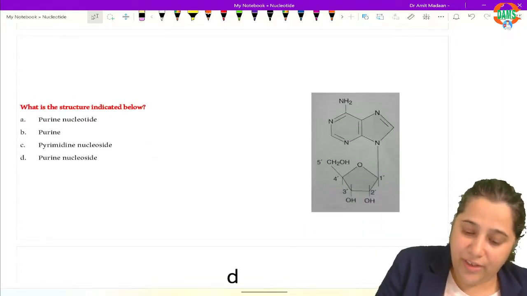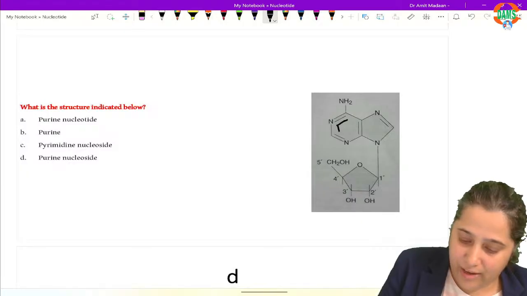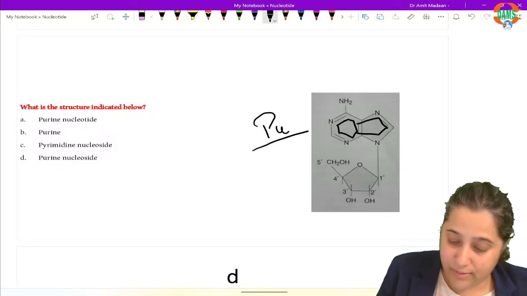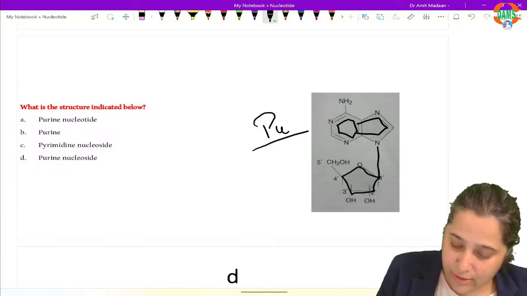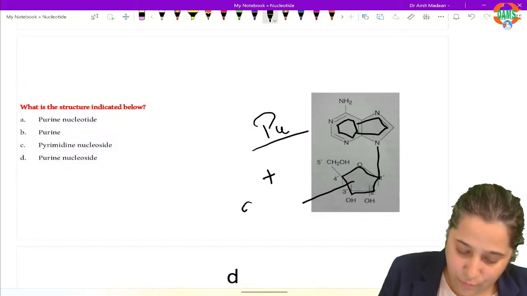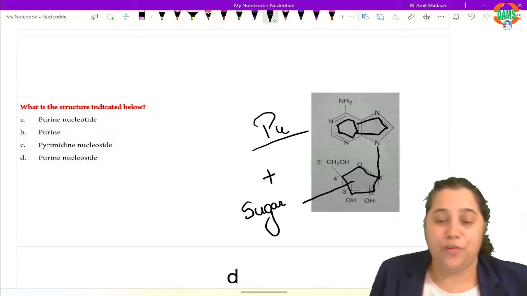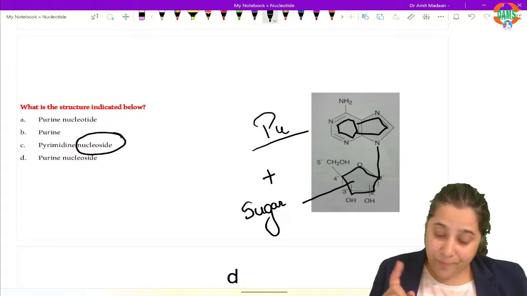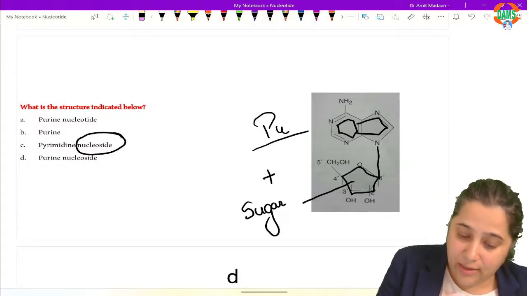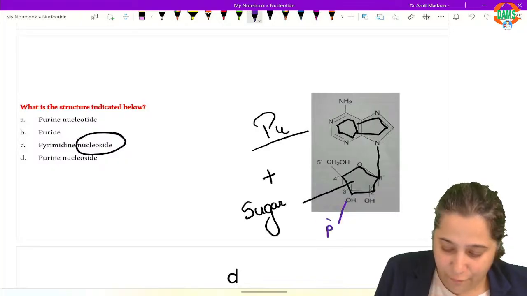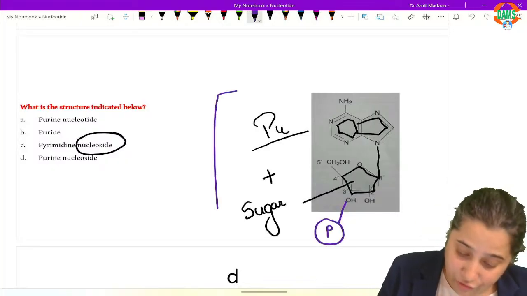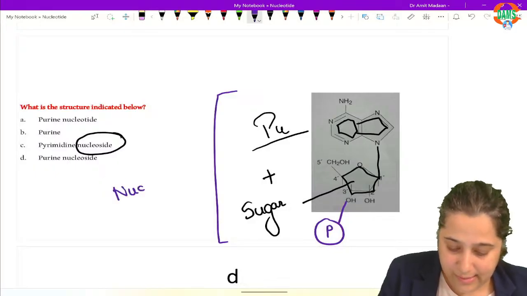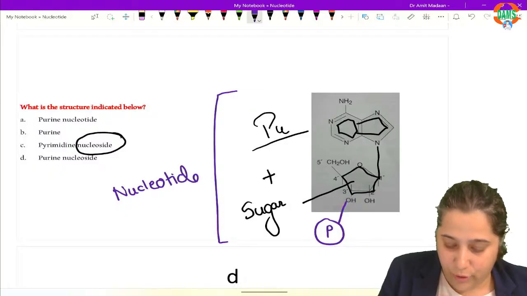What is this? You have a nitrogenous base, a 9-membered ring. Of course, it is a purine, but this purine is attached to a sugar. It is just attached to a sugar, but there is no phosphate here. So we will call such structures nucleoside. If to the sugar at 3rd or 5th carbon you have phosphate attached, now this structure will become a nucleotide.